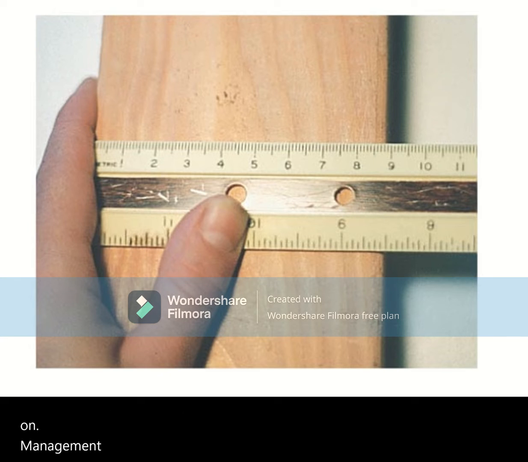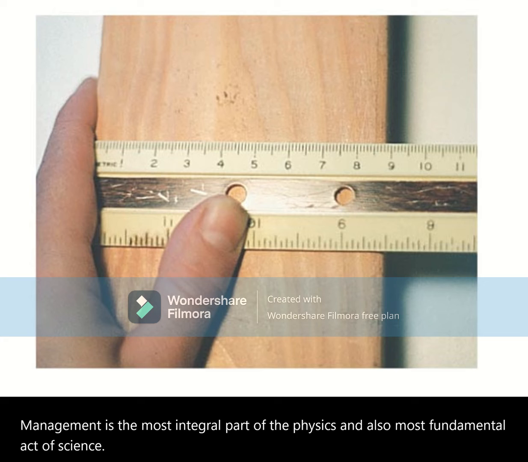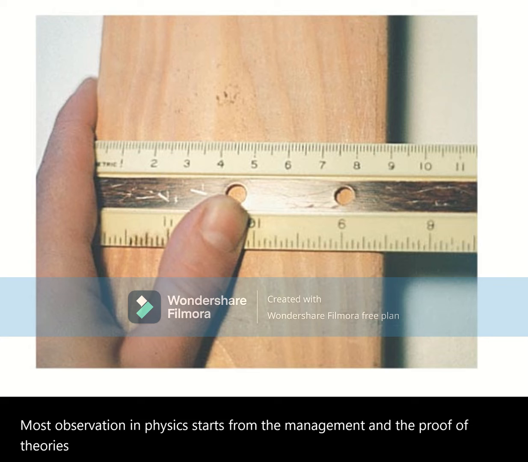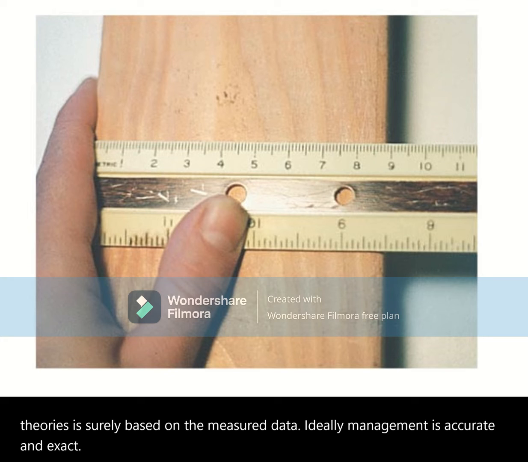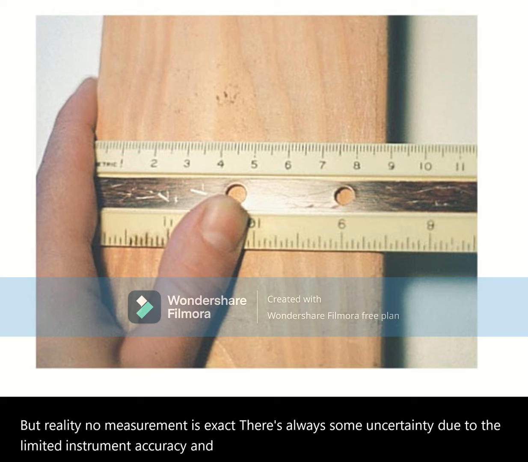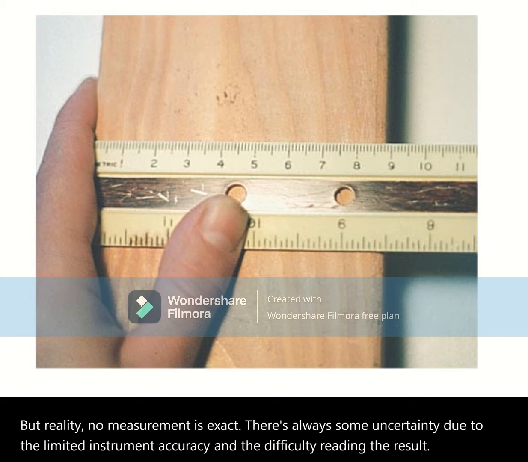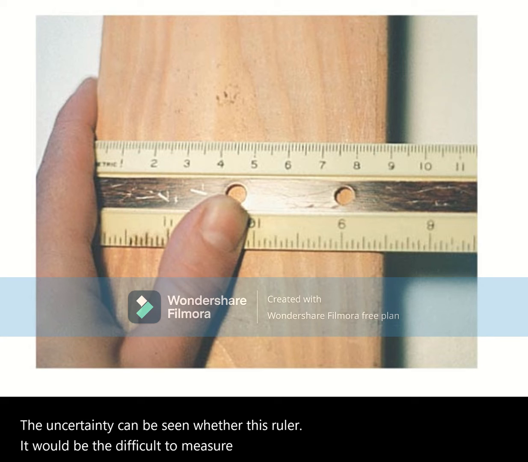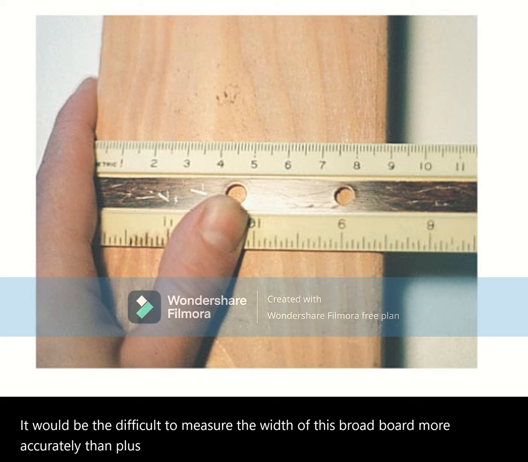Measurement is the most integral part of physics and also the most fundamental act of science. Most observations in physics start from measurement, and the proof of theories is surely based on measured data. Ideally, measurement is accurate and exact, but in reality, no measurement is exact. There's always some uncertainty due to limited instrument accuracy and the difficulty of reading the result. The uncertainty can be seen with this ruler.